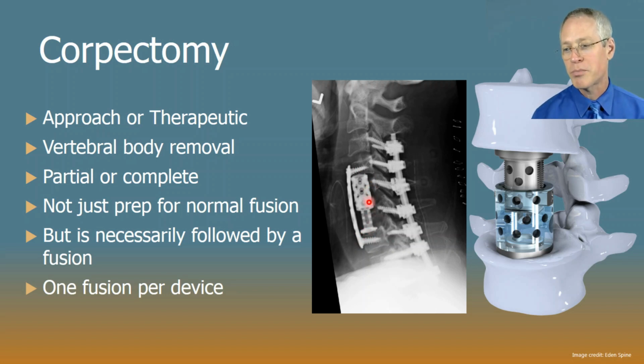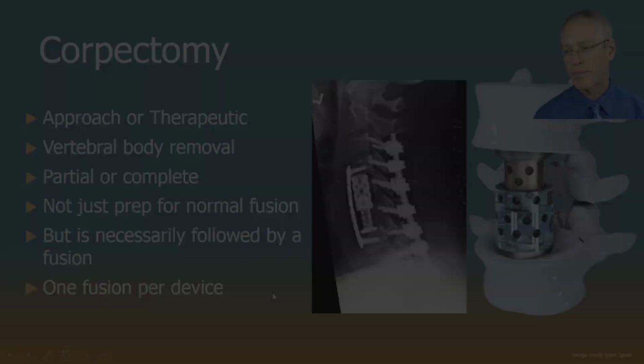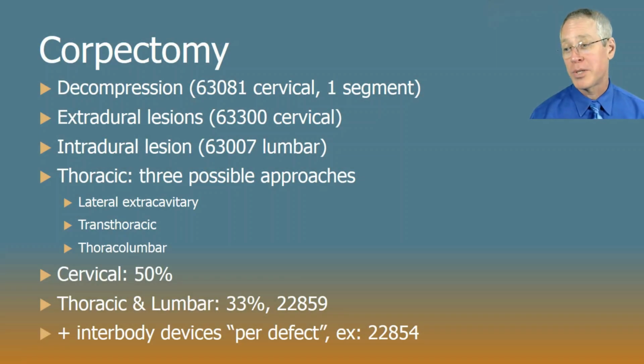Now, it's 1 fusion per device for the fusion part, but the corpectomy, we code as many times as vertebral bodies are removed. But this we can consider 1 long contiguous interspace that's now created. Therefore, it's 1 fusion per device. So to code a corpectomy, we must know the indication for the procedure and the approach and the location. So decompression corpectomy, 63081 for cervical segment.